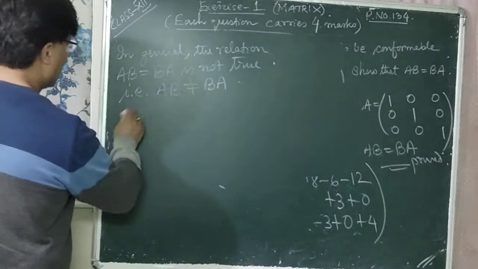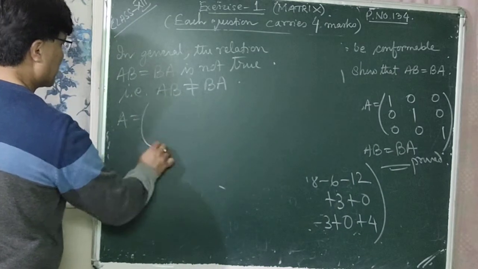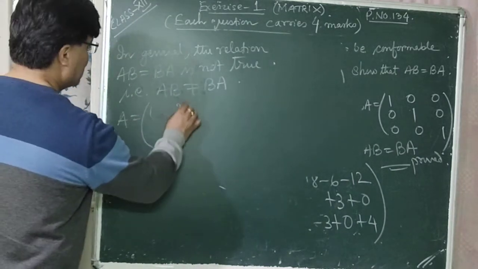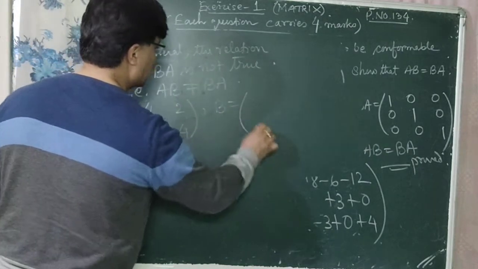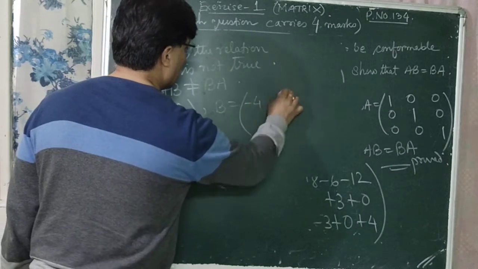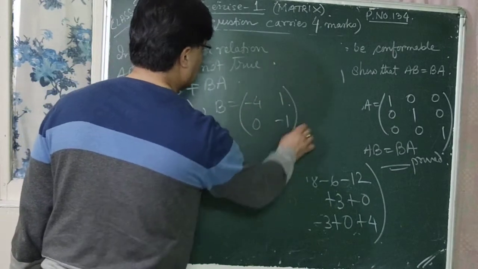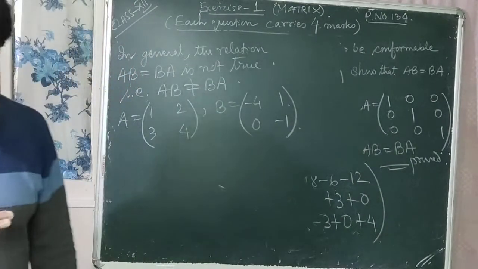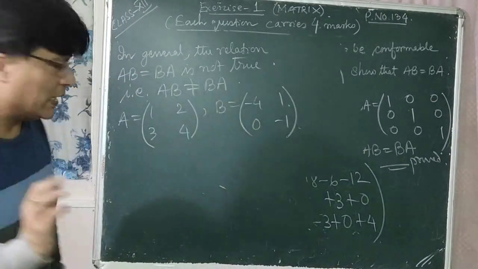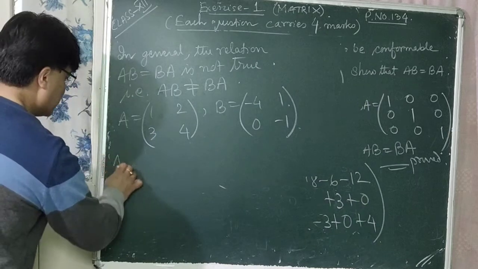Okay. So let us give a second order example. Second order matrix A is 1, 2, 3, 4. And suppose B is equal to minus 4, 1, 0, minus 1. Let us write these two matrices, and let us prove in general AB not equal to BA. Let us find out AB first.